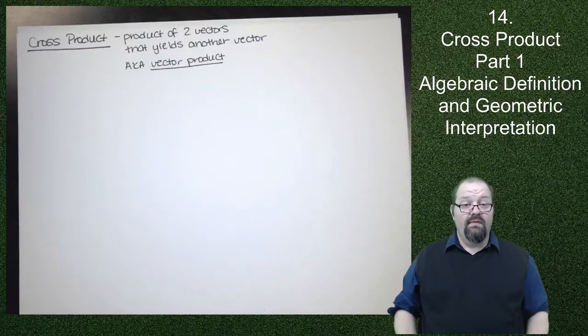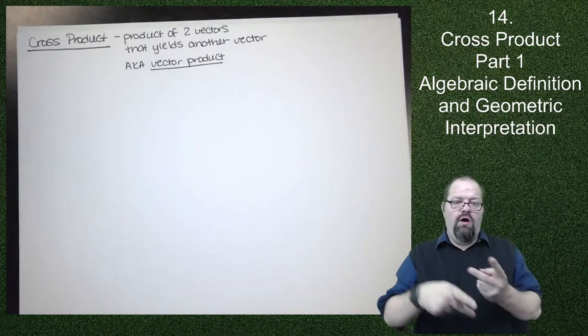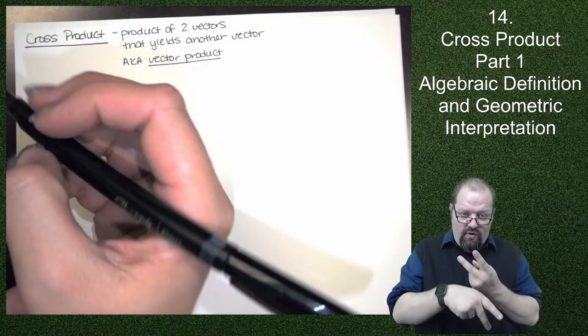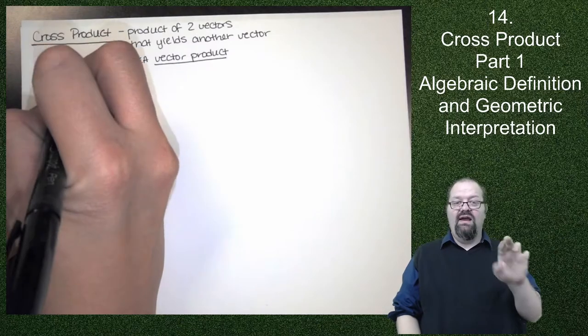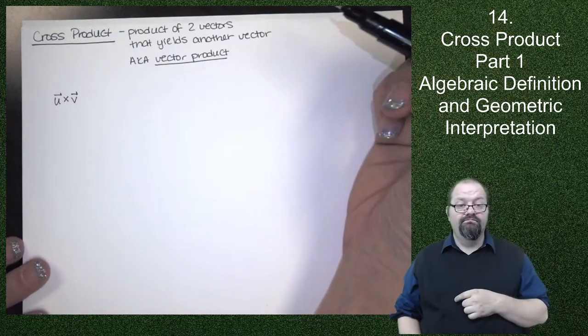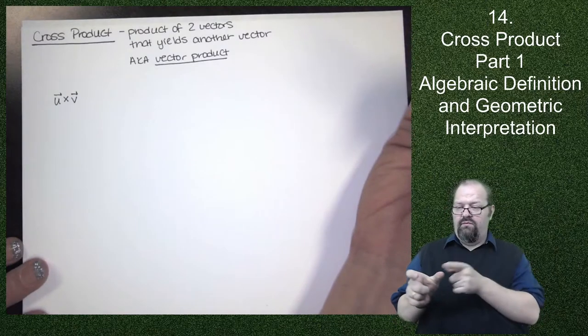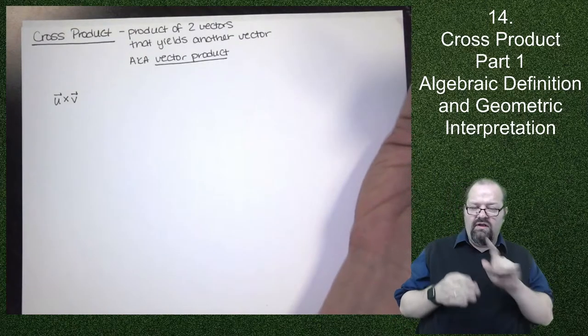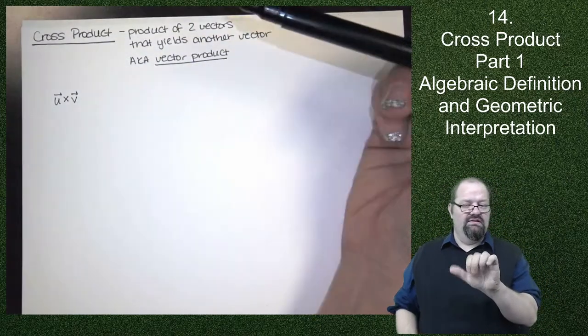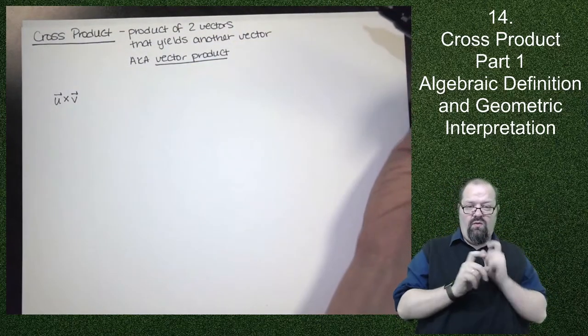This video is about cross product. It's just our first introduction to cross product. The cross product of two vectors is denoted by u cross v, and it's a product that yields another vector. Our dot product always gave us a scalar, so sometimes we would call that a scalar product. Cross product always gives us a vector, so sometimes we call this a vector product.